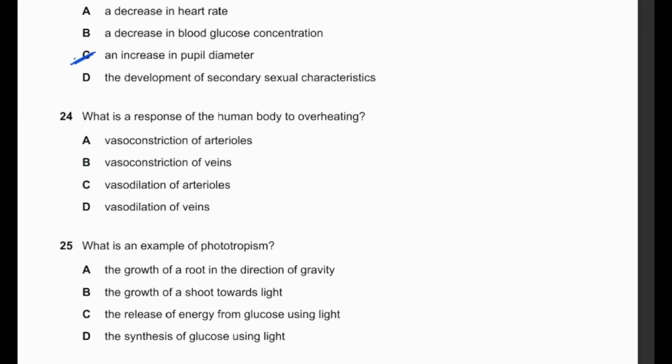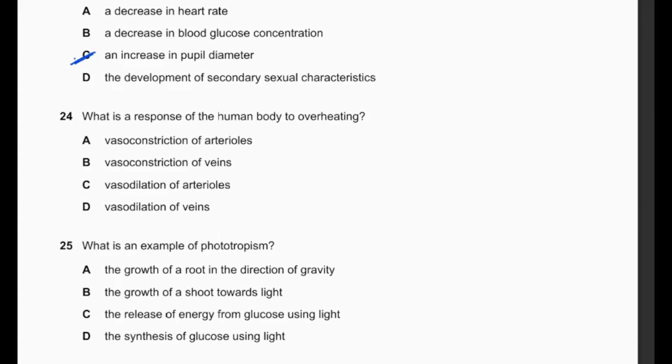Now, what is a response of the body to overheating? Vasodilation, vasoconstriction. Do you remember the diagram there? In the control and coordination topic, the lesson itself is very lengthy, and the questions they ask are enormous, whether it is a theory paper or an MCQ paper.